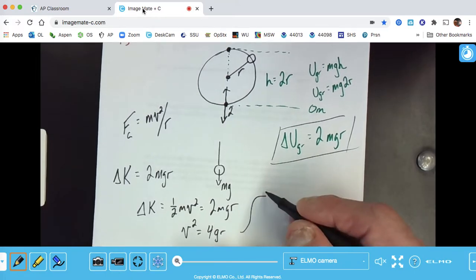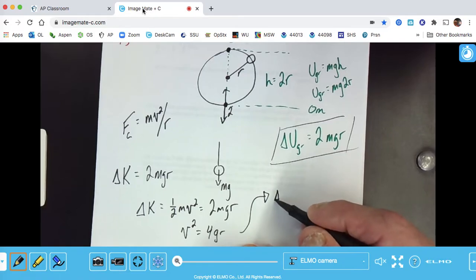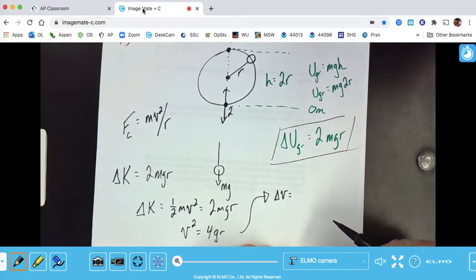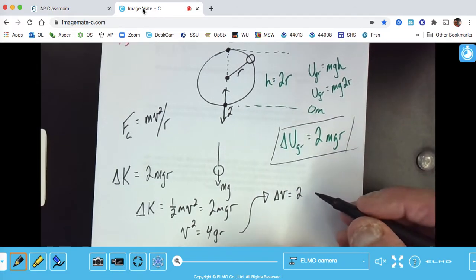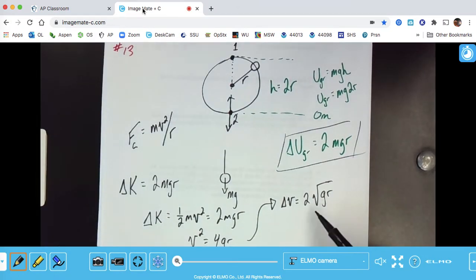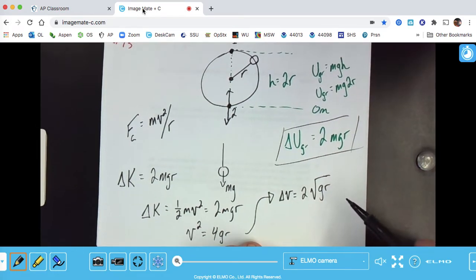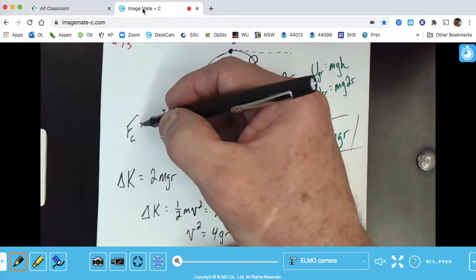So its velocity down at the bottom will have increased by, it already had some velocity, but I really should be writing delta v. The v will have increased by, well, take the square root. Square root of 4 is 2, and the square root of g times r. So the change in velocity is going up by 2 times the square root of g times r. Well, g is 10. We don't know what radius is, so let's see if this gets us anywhere. But the change in velocity goes up by 2 root gr, and so what happens to the force?